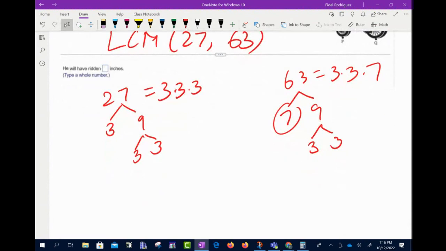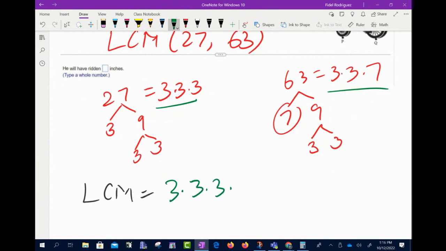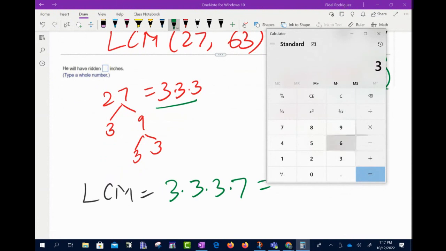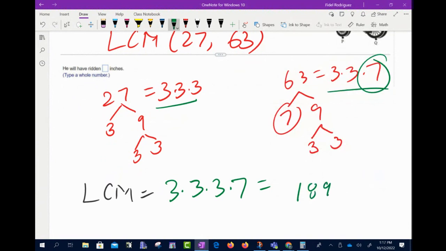Okay, so the way, again, we find the least common multiple, y'all, a couple of ways you can do it. 2 ways. One way is look at which one has more 3's. Well, 27 does, right? And this one has more 7's. So I'm going to go 3 times 3 times 3 times 7, which is giving me 189.